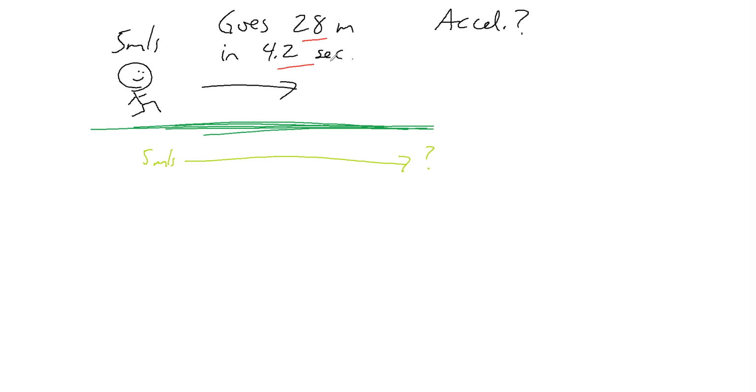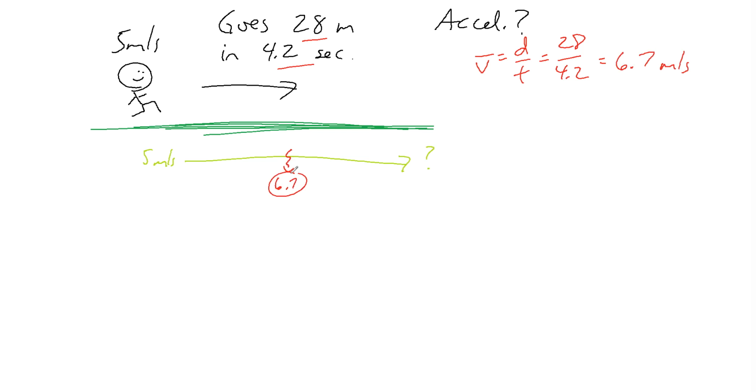And with distance and time, I can find average V. So average V is distance divided by time. If I use that 28 and divide it by 4.2, I can find out the average speed of my runner. If I do that, I will get an average speed of about 6.7 meters per second. Now, of course, my average speed in my whole V situation belongs right in the middle. So I know right in the middle is 6.7 meters per second.